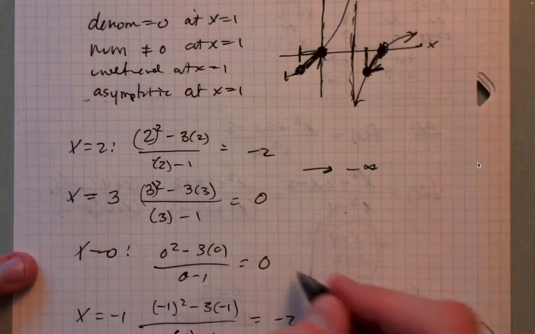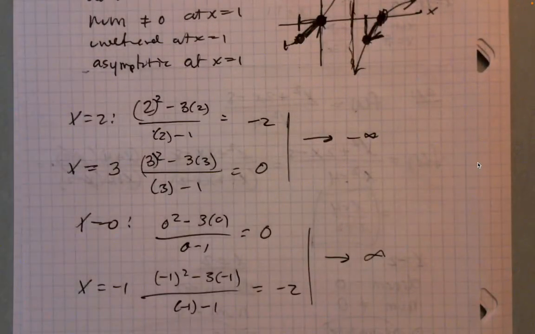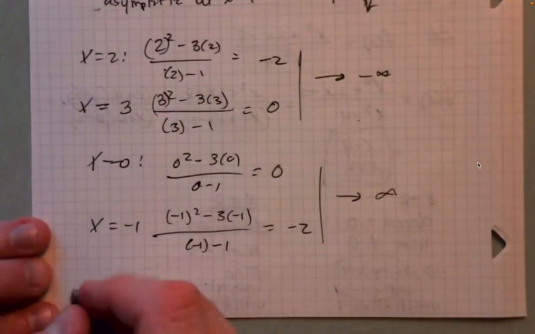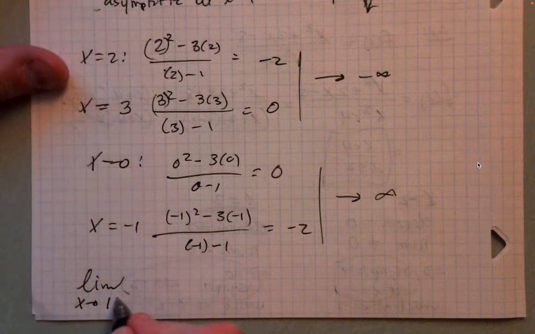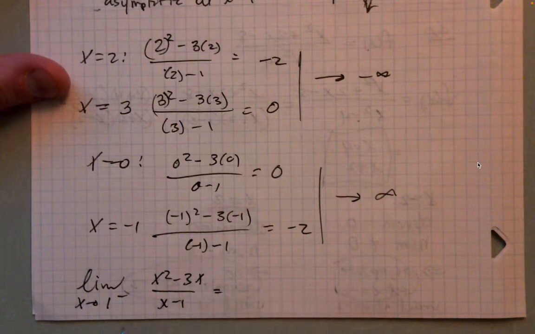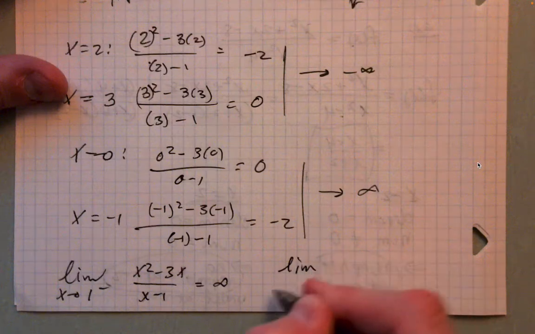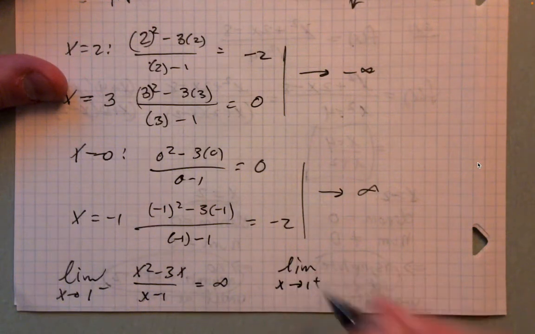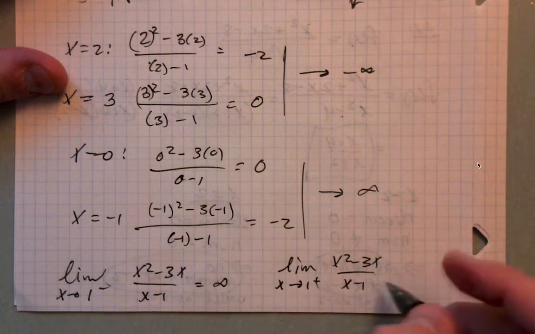And so this is approaching positive infinity. And so, taking these things together, we can see that there's no overall limit, right? But we can see that the limit as x approaches 1 from the left of (x squared minus 3x) over (x minus 1) is equal to positive infinity, and the limit as x approaches 1 from the right of (x squared minus 3x) over (x minus 1) is negative infinity, right, coming down.